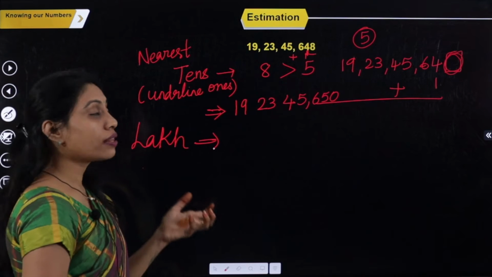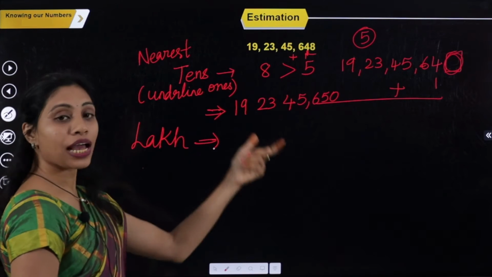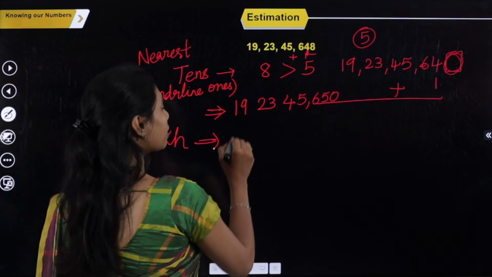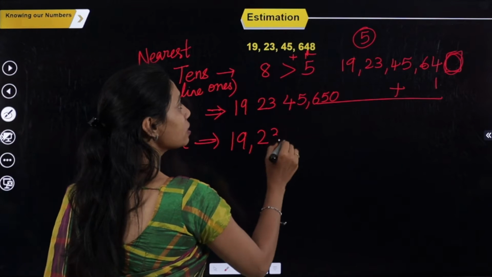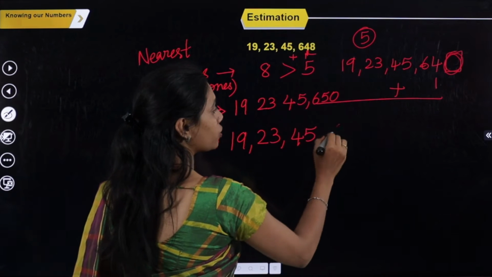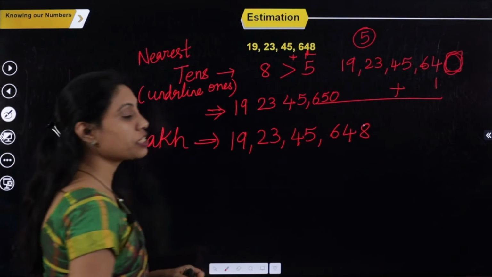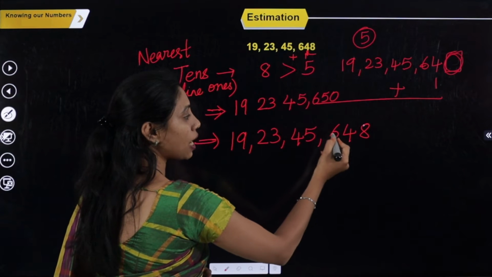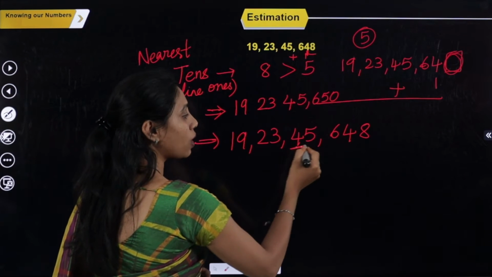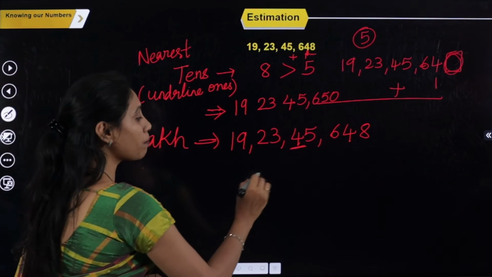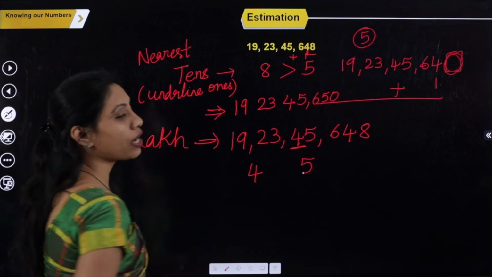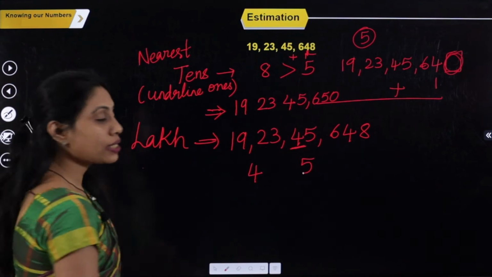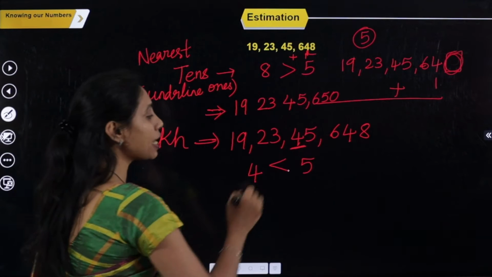In order to find the value nearest lakh, which digit do we have to underline? We have to underline the 10,000s digit, the digit which is present in the 10,000 place. Ones, tens, 100, 1000, 10,000. So the underlined digit is 4. Let us compare the underlined digit by 5. Now we can see clearly 4 is less than 5.